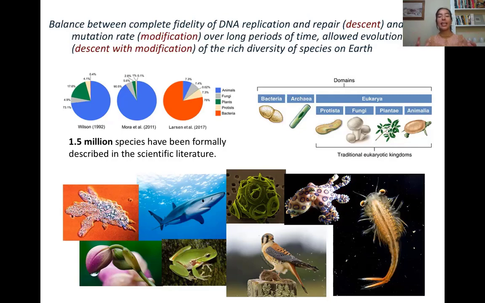And now we classify all of this diversity based on how closely related they are. And we have found that there are 3 domains: bacteria, archaea, and eukarya. And we're going to learn more about them in this class.